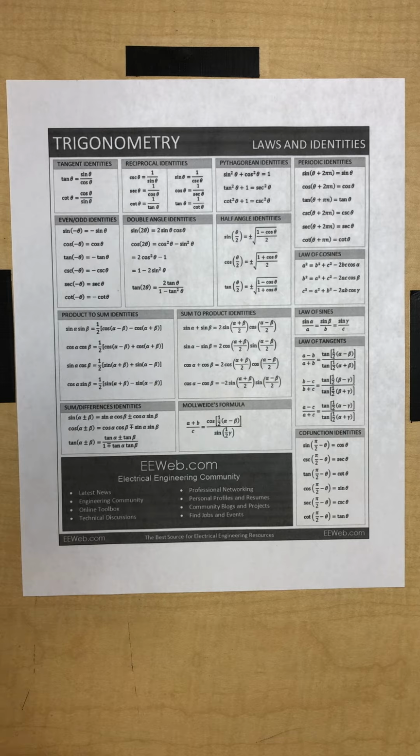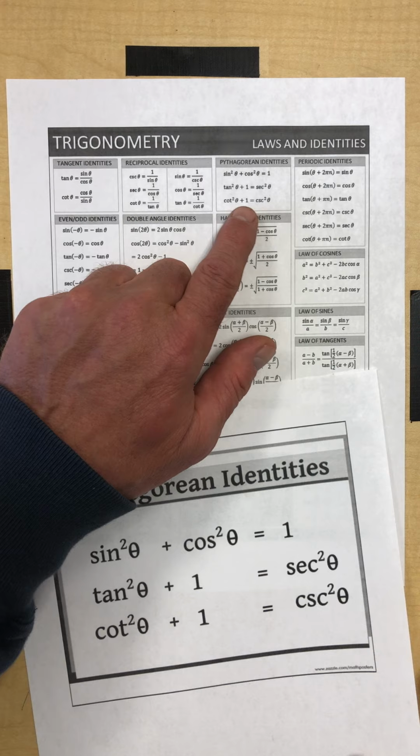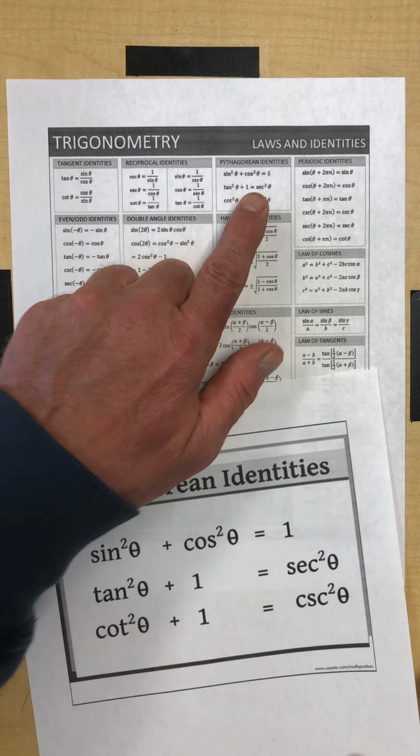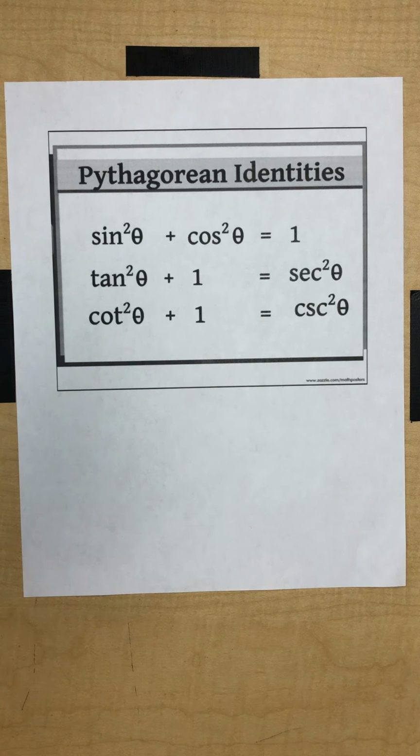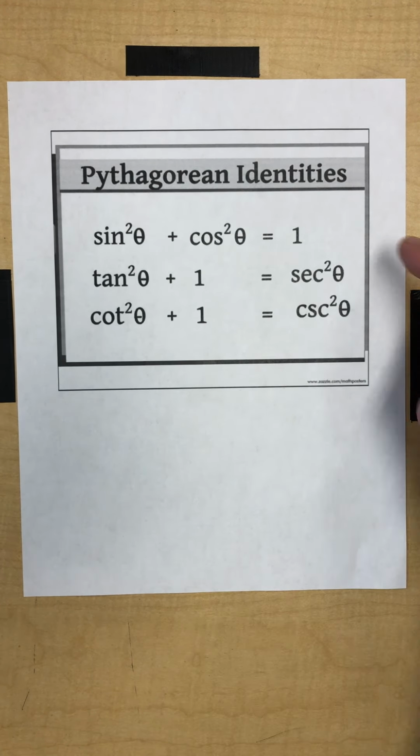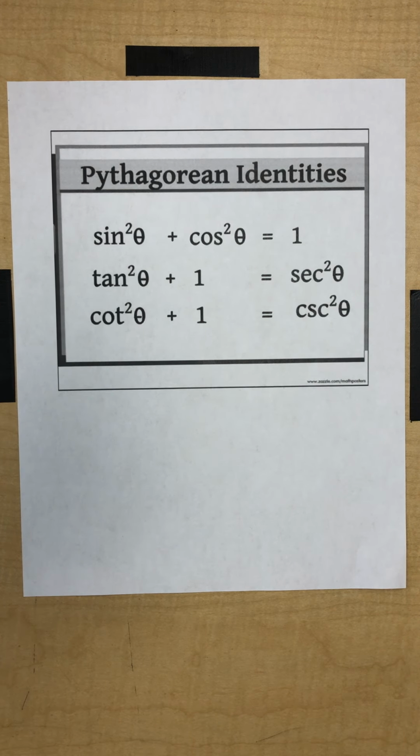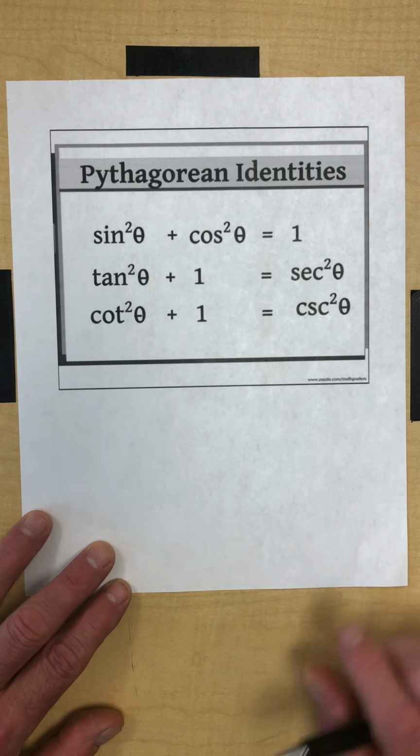Now we're going to be taking a look at these Pythagorean identities right here, and these can also be found up top on this sheet as well. These are about as important as it gets. They come up over and over and over again in mathematics. So you definitely want to make sure that you remember these off the top of your head, especially the top one, sine squared plus cosine squared equals 1. The other two, the second one down and the third one down, are just derived from this top one.